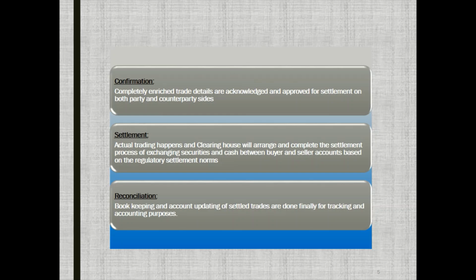It will act as a kind of custodian, who will take up the risk between the party and counterparty, and ensure that the settlement is done between them by exchanging the securities and cash between the buyer and seller accounts. That will also be carried out based upon the regulatory settlement norms, which are set geographically.